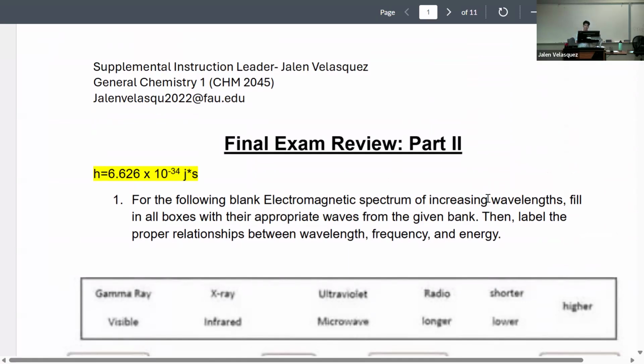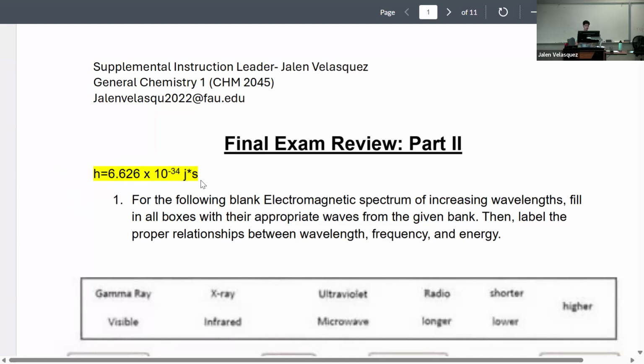All right. So let's begin here. So again, part two of the final review. So we're covering the latter half of this class. So first, before we even do the first problem, notice what I provide you here. What do we recognize this as here? This is Planck's constant, right? So this will be provided on the exam.